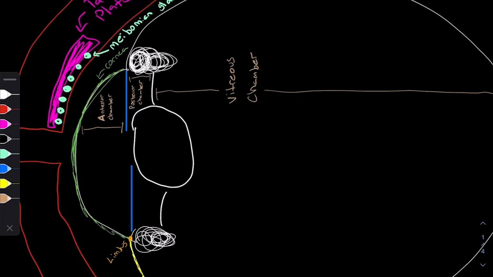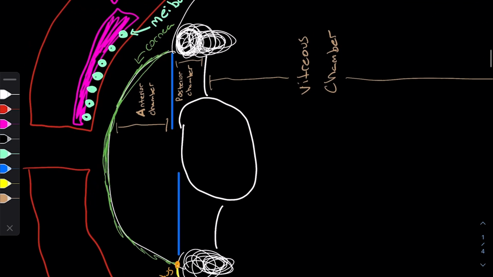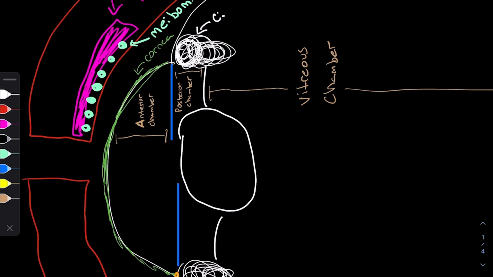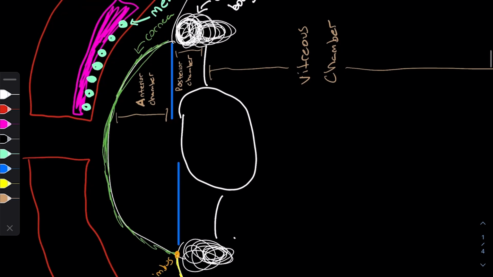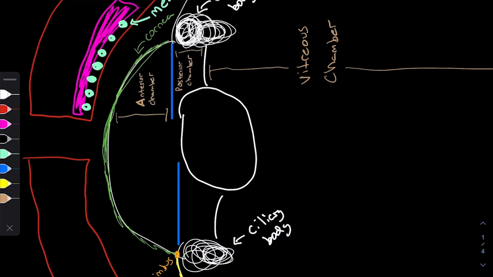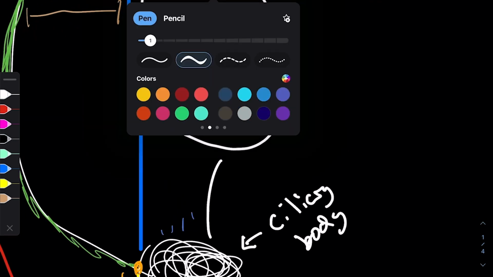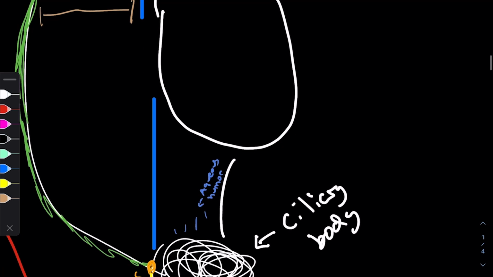Zooming in here, I'm just going to label some more important structures that are going to be important to our conversation about chambers. So we have the ciliary bodies here that I'm labeling in white. The ciliary bodies are important because they produce something called aqueous humor, which is the liquid that fills the anterior and posterior chamber. So I'm drawing it here in blue, labeling it aqueous humor. The aqueous humor is created by these ciliary bodies.